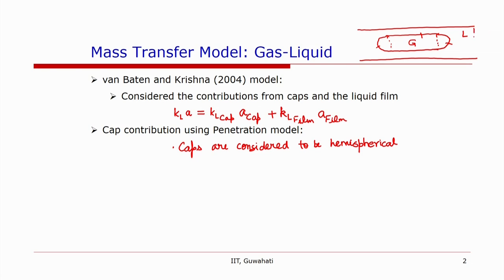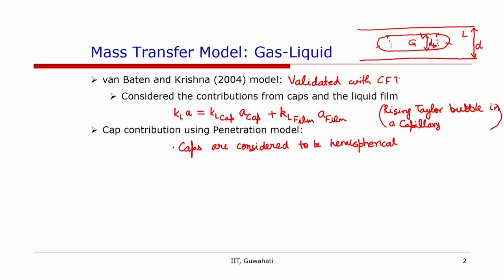The diameter of the channel is D, and let us say the diameter of the bubble edge is DB. Now, this is the picture of the derivation that they did for a rising Taylor bubble in a capillary, and then it was validated with extensive CFD modeling.